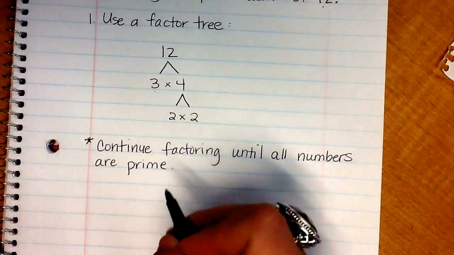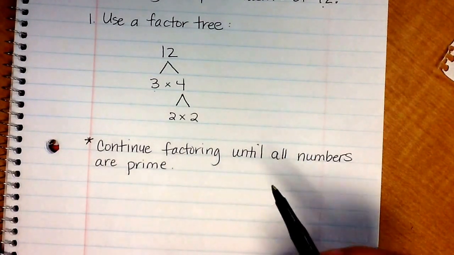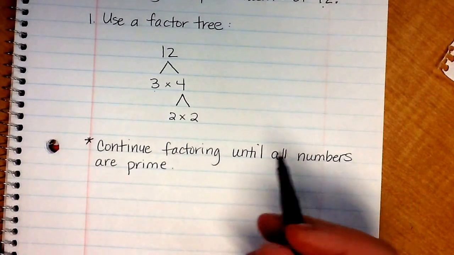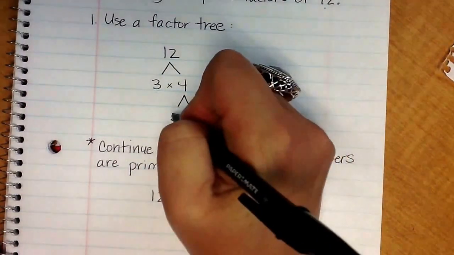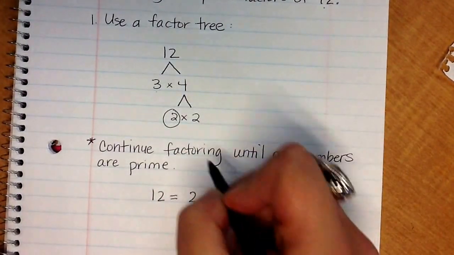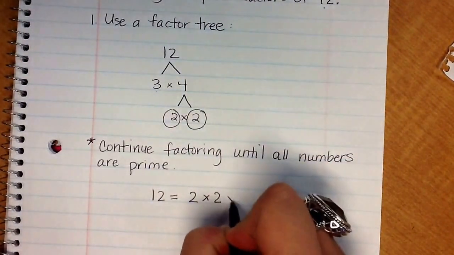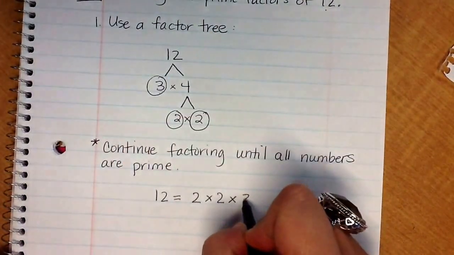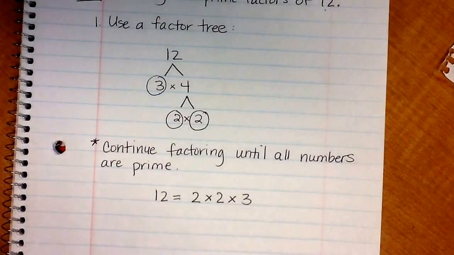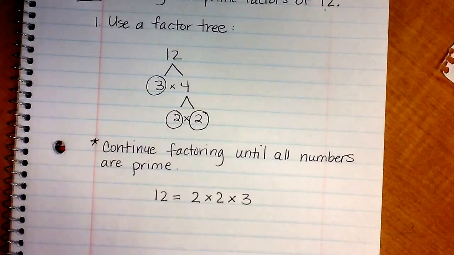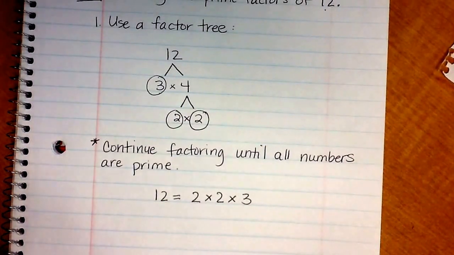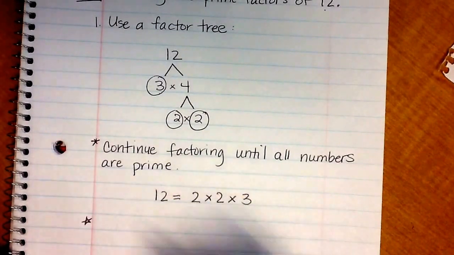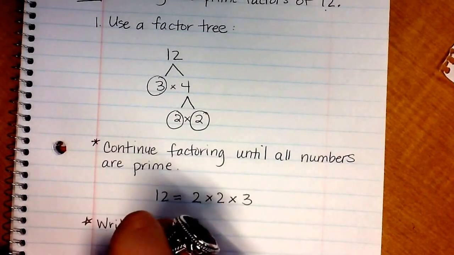Now, when you write this out, you need to make sure to write the prime factors in sequential order. So the prime factors of 12 are 2, 2, and 3. And I put circles around them to kind of keep myself organized so that I know once I've used them not to use it again. The order of the prime factors is important. They do need to be in sequential order, so let's go ahead and write ourselves another important note.